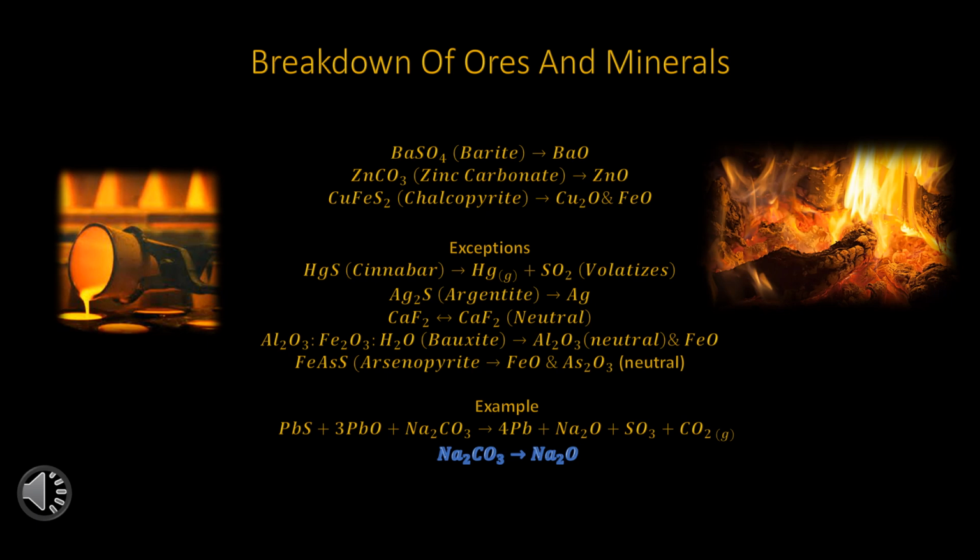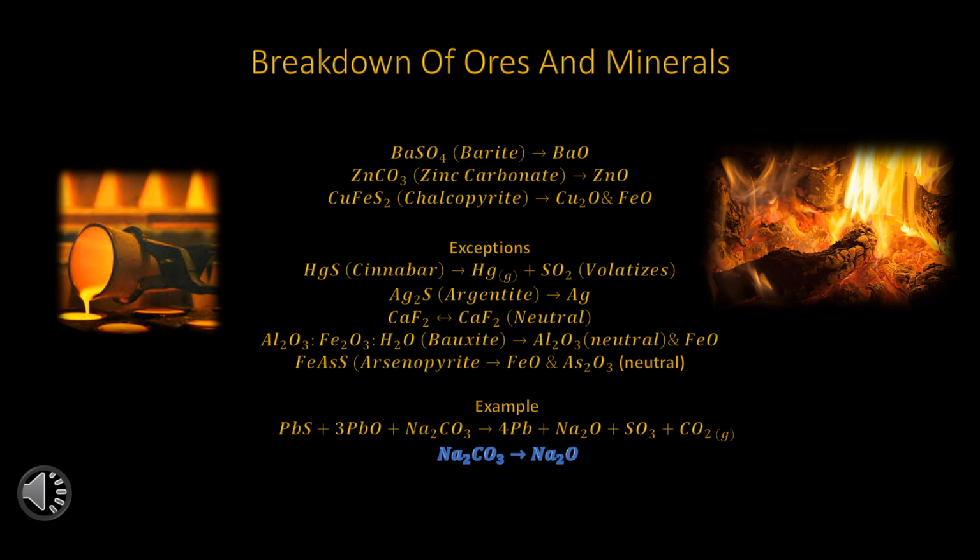Almost all of the sulfide, carbonate, and oxide ores will break down into a single neutral molecular compound. There are some exceptions, such as cinnabar, which will volatilize and escape as a vapor or gas. Argentite, under the right conditions, will reduce to elemental silver, and there is bauxite.